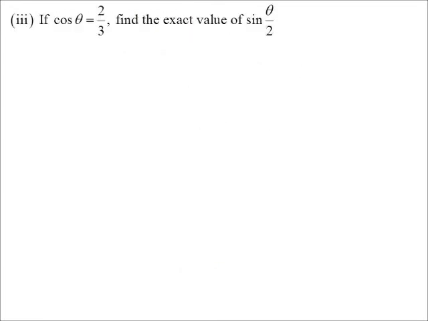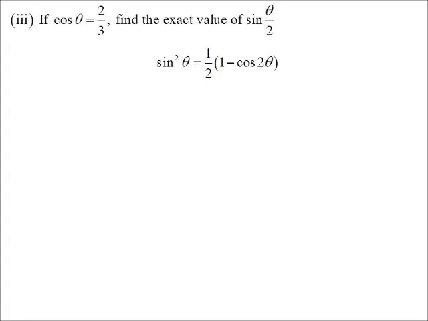Okay, I'm now told cos theta is 2/3. Find the exact value of sine half theta. But it's okay, remember we're dealing with double angles. Theta is double half theta. So I could use the sine squared one. Now, notice I've written it with the double angles. So sine squared theta is a half of 1 minus cos 2 theta.